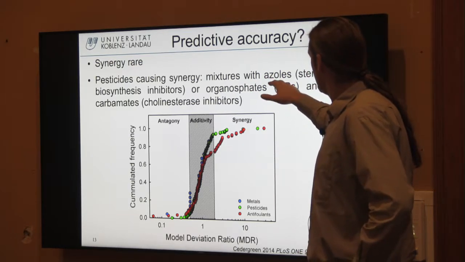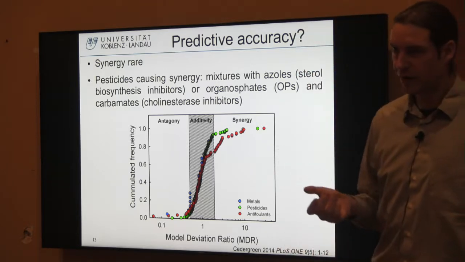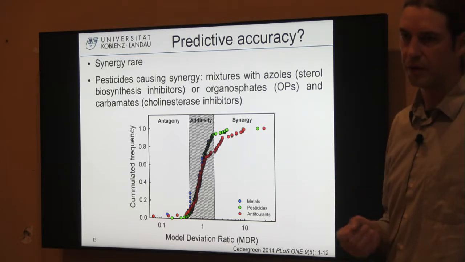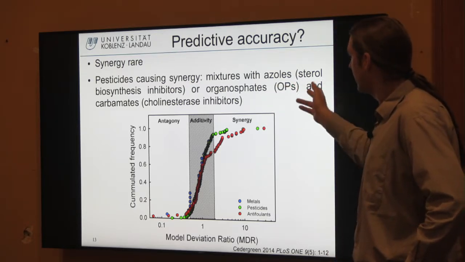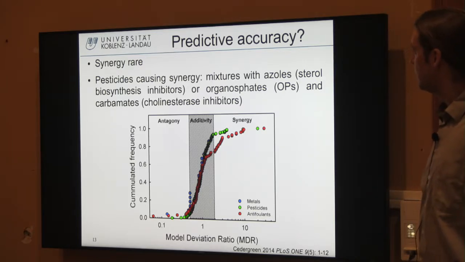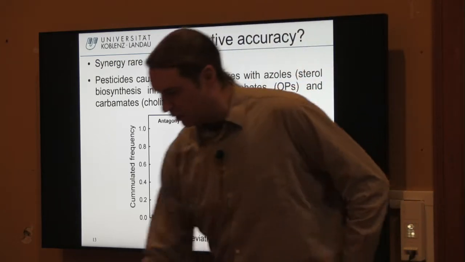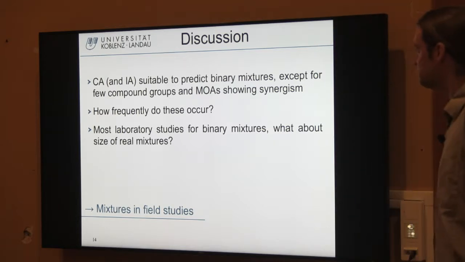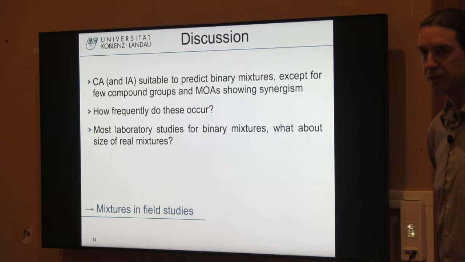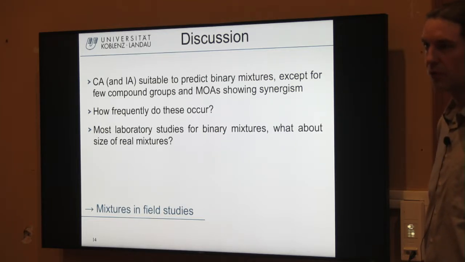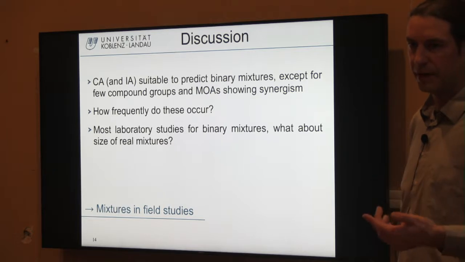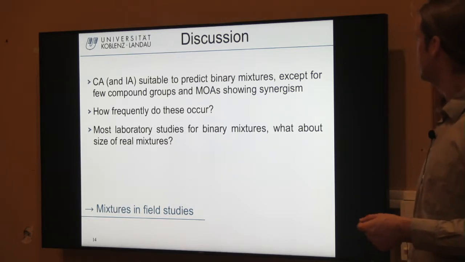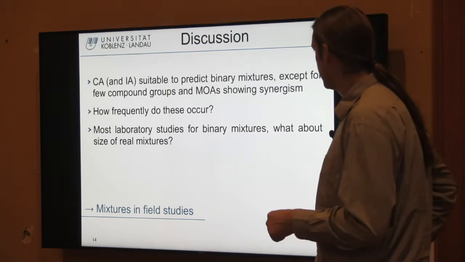And two cases where this is found are azoles, so sterol biosynthesis inhibitors, from the mode of action. This is the group of fungicides, and on the other side, some when they occur together with organophosphates or carbamates that inhibit the cholinesterase. So you could generally say, well, our mixture models are suitable to predict binary mixtures, except for a few compound groups. Well, we know more or less, for example, that inhibition of some enzymes prevents the degradation of these organophosphates or carbamates, these acetylcholinesterase inhibitors, and so we know more or less the mode of action, why there is synergism occurring.